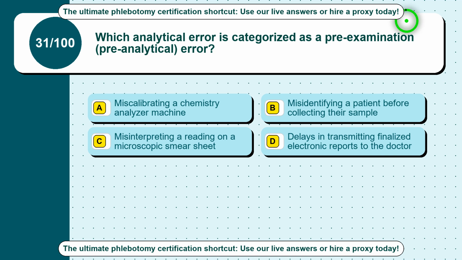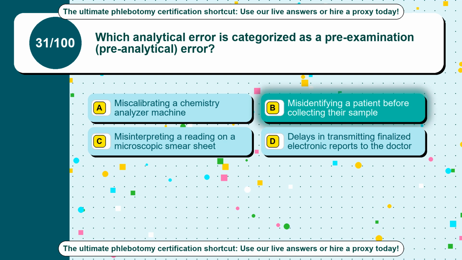Question 31. Which analytical error is categorized as a pre-examination, pre-analytical error? Option A, miscalibrating a chemistry analyzer machine. Option B, misidentifying a patient before collecting their sample. Option C, misinterpreting a reading on a microscopic smear sheet. Option D, delays in transmitting finalized electronic reports to the doctor. The correct answer is option B, misidentifying a patient before collecting their sample.